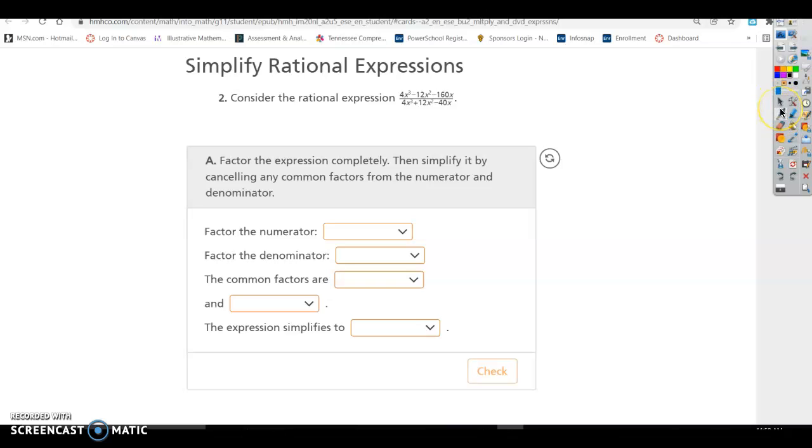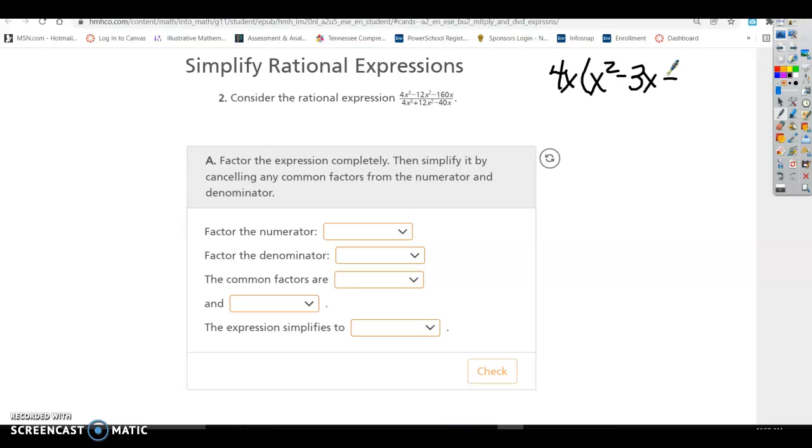So if you remember, factoring is just the process of rewriting something in factored form. All right, let's start with the numerator. So we have 4x cubed minus 12x squared minus 160x. I can see that they have a common factor of 4x. All right, if I factor 4x out of the first term, I'm left with x squared. If I factor 4x out of the middle term, I have -3x. And you can see that if you multiply these back together, you get the -12x squared. So all we're doing is, again, rewriting this in factored form.